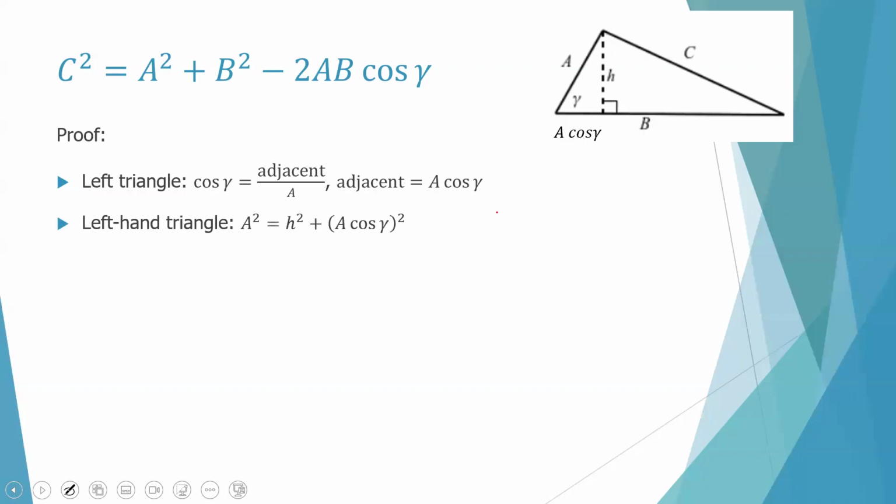The left-hand triangle would be A squared, that's capital A squared, my one side, equal to H squared plus A cosine gamma squared. So that's great. So we're clear, this isn't like I just solved for the word adjacent, right? That's how I got this over here. I solved for the adjacent.